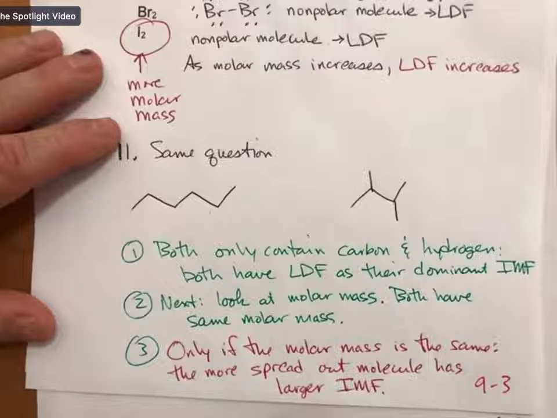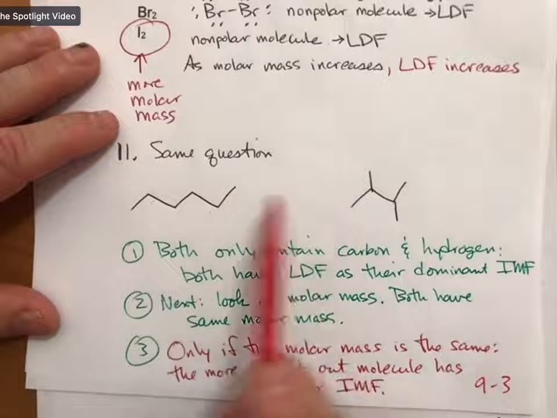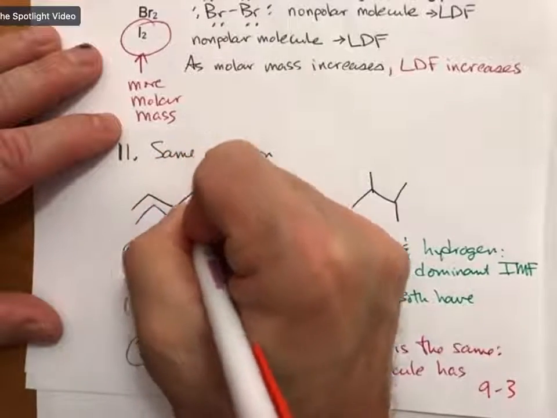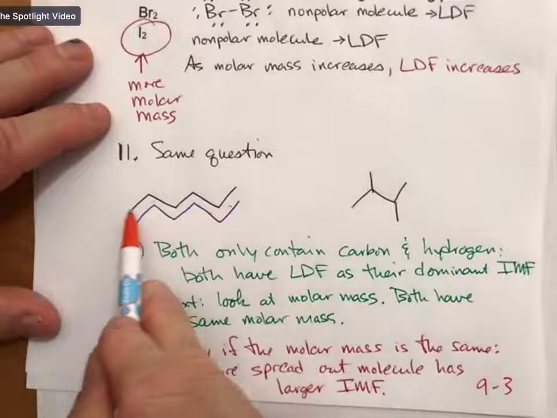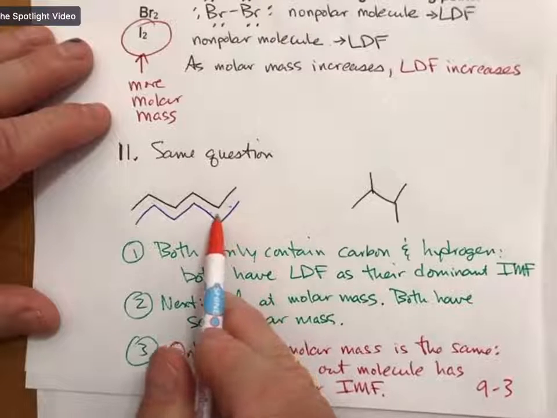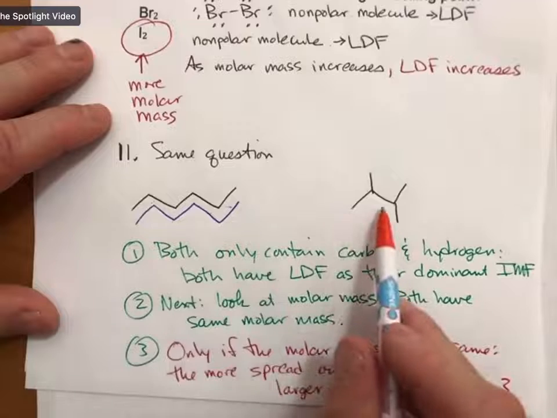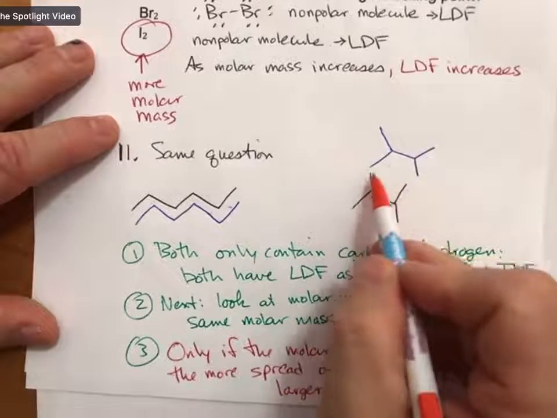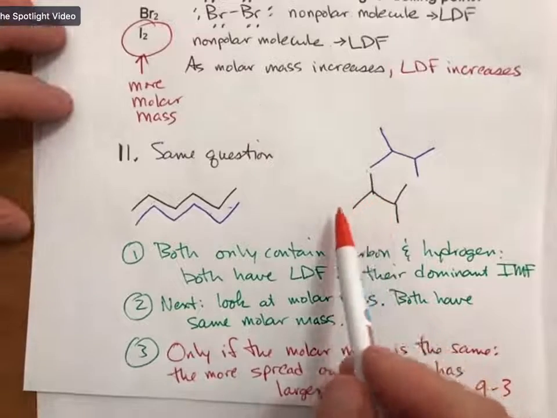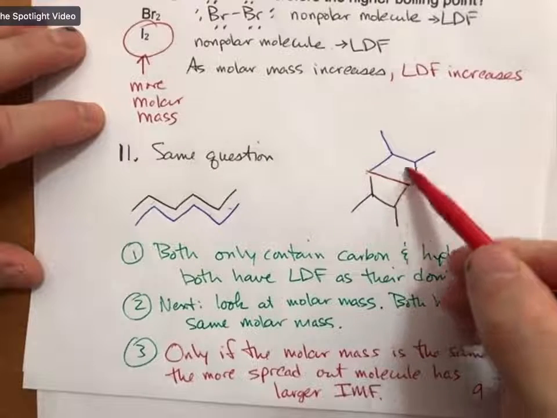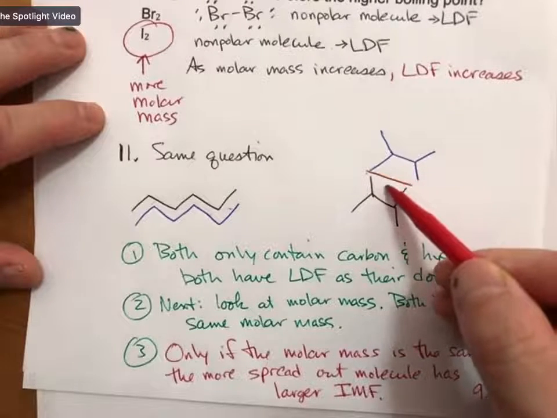And here's what I mean by more spread out. If this molecule is trying to interact with another of the same molecule, we could put that other molecule here. And you can see that there's a large surface area, that this molecule is more spread out and can have larger interactions with a neighboring molecule than this one. This one, if it had a neighboring one, would only be able to interact in a narrower way. So the surface area or the amount of interaction between these two is smaller.